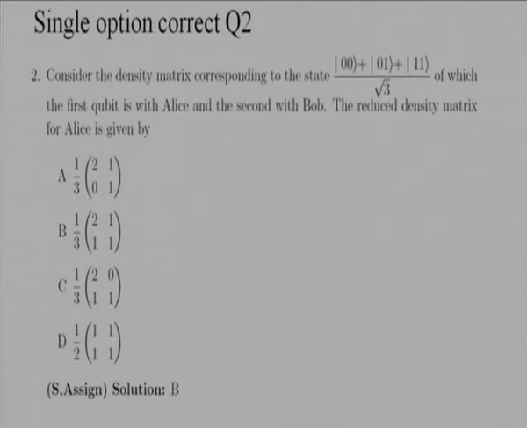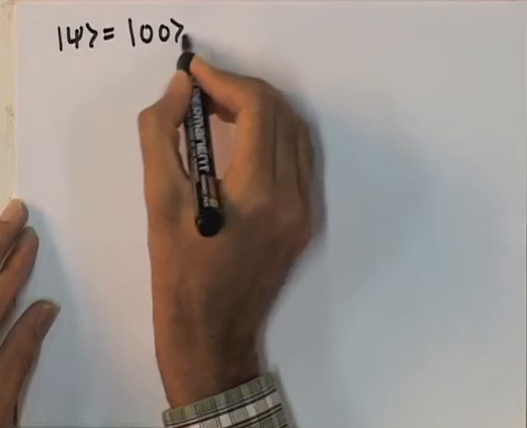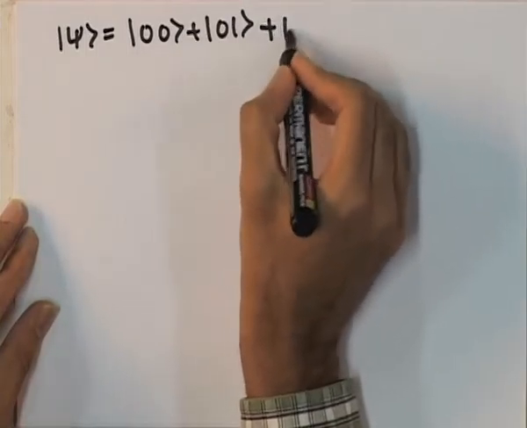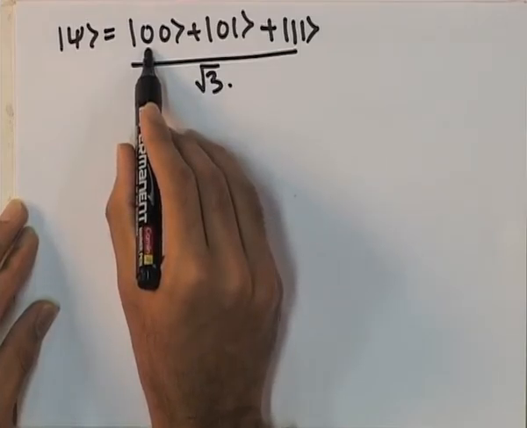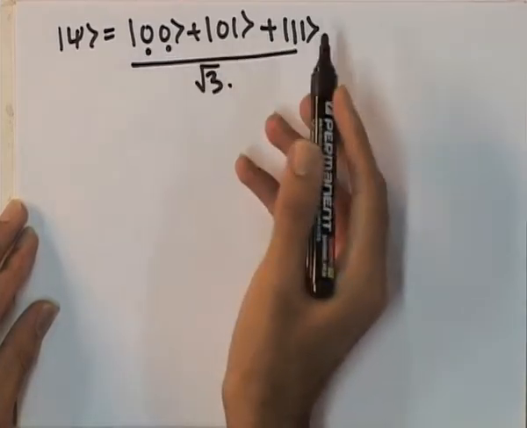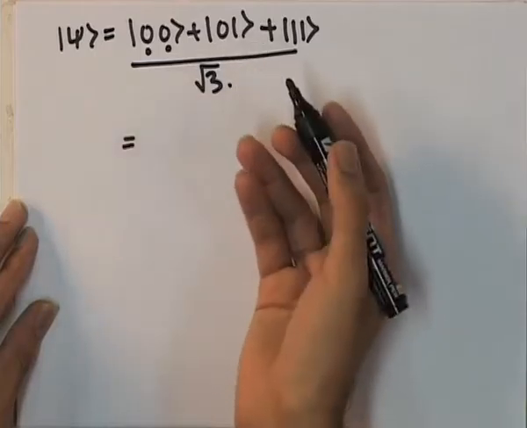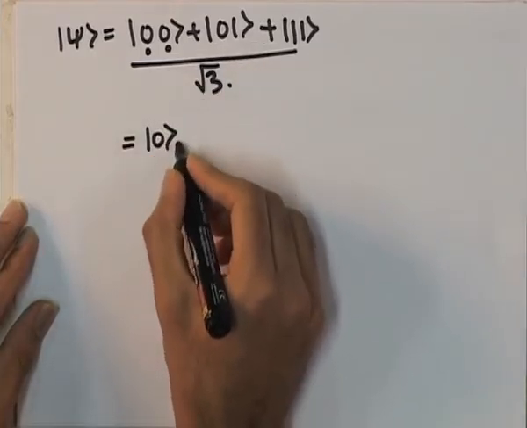The next question is, consider the density matrix corresponding to the state |00> plus |01> plus |11> upon root 3, of which the first qubit is with Alice and the second with Bob. The reduced density matrix for Alice is given by what? Let us write down the given state, which we shall call psi, which is given by |00> plus |01> plus |11> upon root 3, where the first number corresponds to the qubit that Alice has and the second number corresponds to the bit that Bob has. This is a simple representation of this.